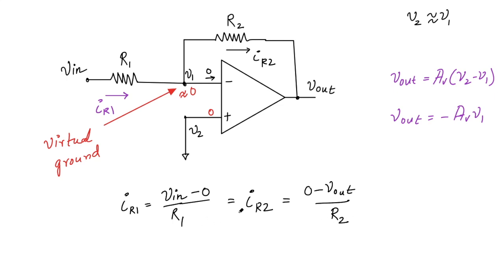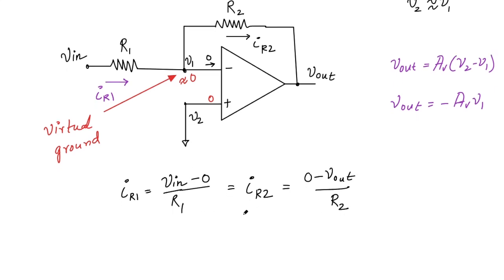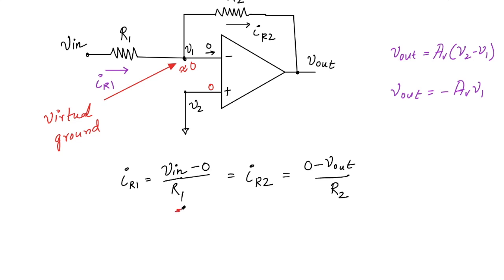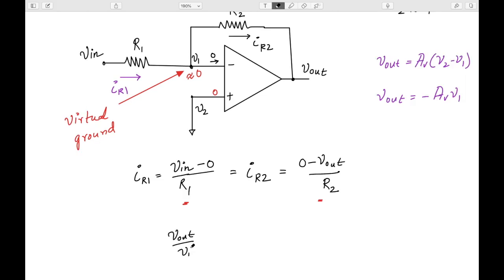So if I rearrange these two expressions, I get V out by V in equal to minus R2 by R1. This is the gain of this configuration, and the concept of the virtual ground is used to find this gain.